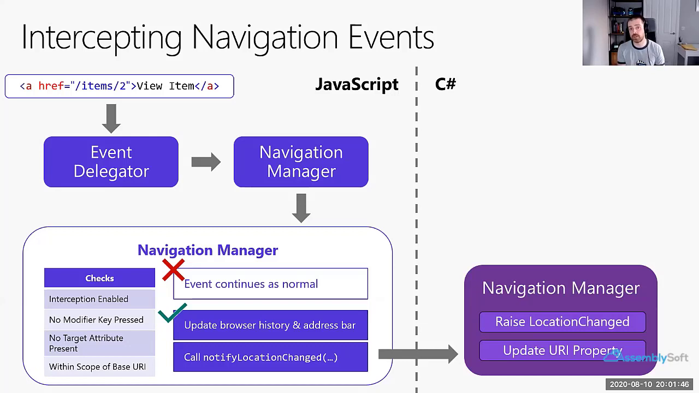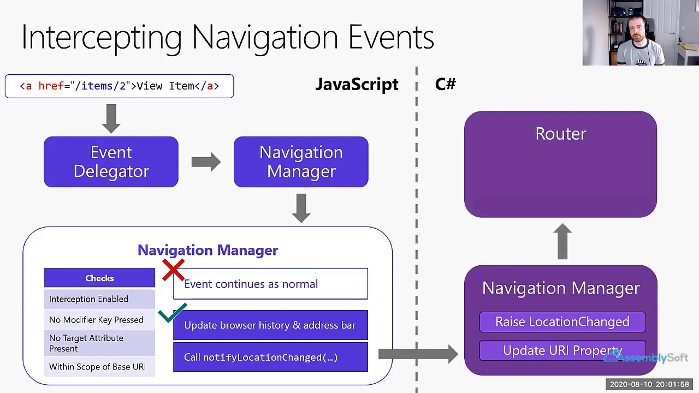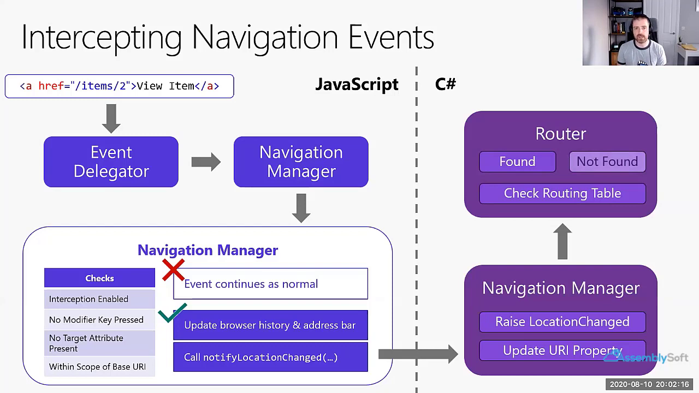Now you can subscribe to location change yourself. That's a public event on the navigation manager and you can listen for navigation events yourself and do stuff based on that. But one of the key consumers of that event is Blazor's router component. So the router listens to these navigation changed events, and then it reads the URI property of the navigation manager, and then it checks that routing table. And then two things happen. It either finds the component and we hit that found template and load up the page, or we hit the not found template and we render whatever's in there.